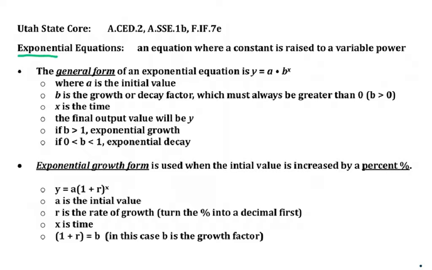With exponential equations, there are certain things that we know. What we call the general form of an exponential equation is y equals a times b to the x. So b is raised to some power x, and it's multiplied by a number right there. Now there are some restrictions in order for it to be an exponential equation. First off, the letter a stands for the initial value, aka y-intercept. So whatever the y-intercept is, that's going to be right there.